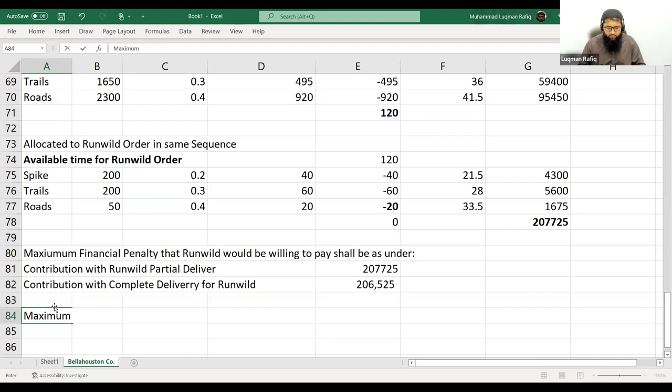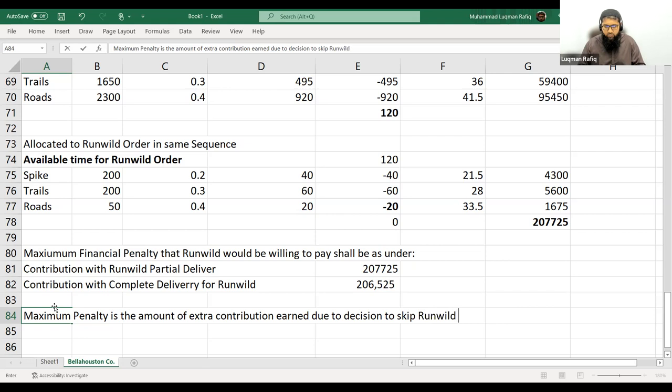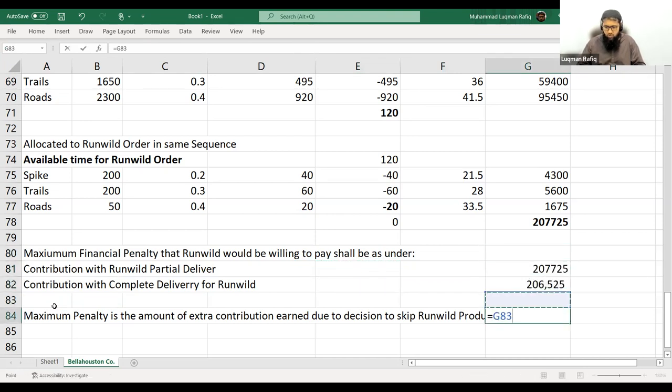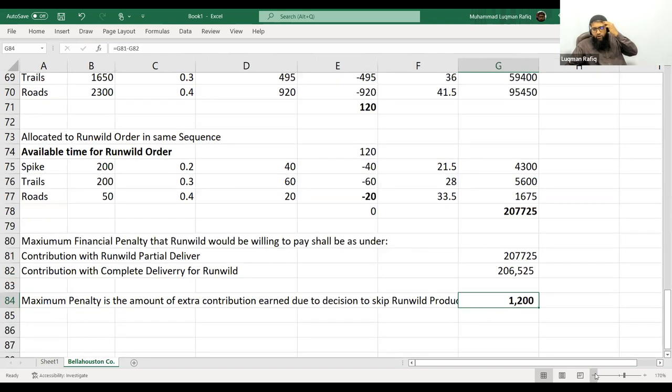Maximum penalty is the amount of extra contribution earned due to the decision to skip Run Wild production. It's going to be this minus this. So 1200 is the penalty that you would be willing to pay. I bet 1200 is the penalty that you would be willing to pay.